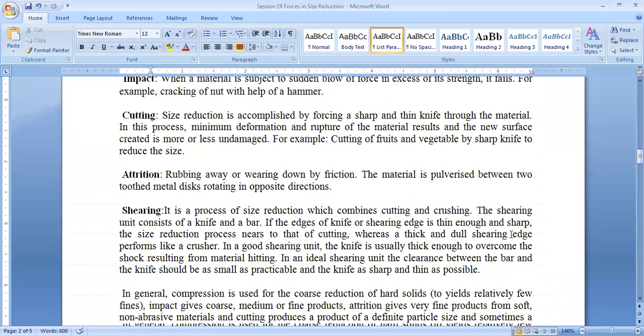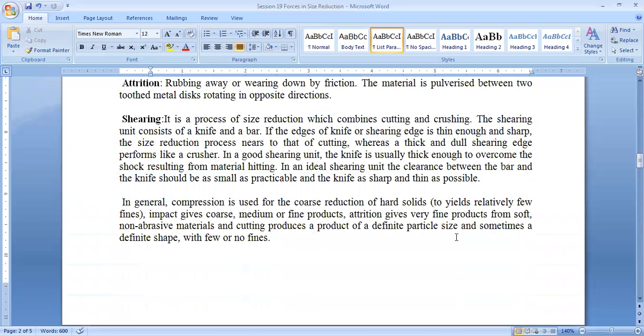And now comes shearing. Shearing is that in which size reduction takes place by the combination of cutting and crushing. Both cutting and crushing are combined together, and then the shearing action takes place. Because of the shearing action also, size reduction takes place. So these are the forces which are used in the various size reduction equipment.